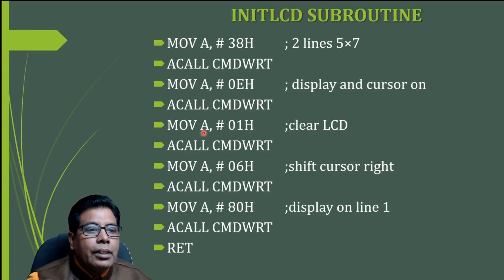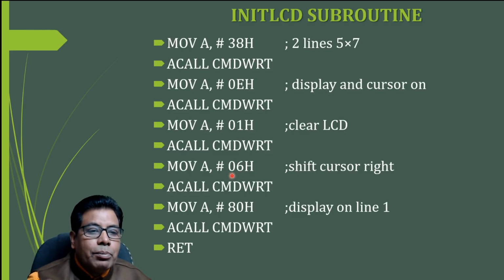So when we load accumulator with 01, then we again call the command write. The command write subroutine will write the command onto the LCD. The RS will be 0 and RW will be again 0 for writing the command. Then next we load the command 06, that is for shift cursor right.